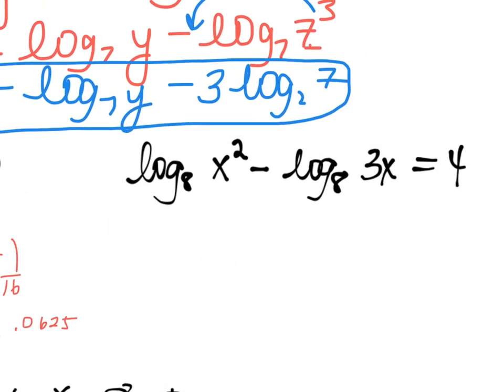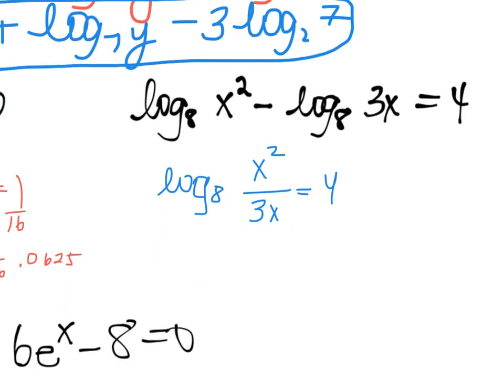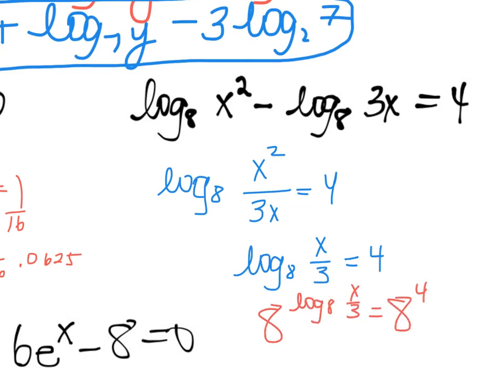All right, what about this one? Same concept. What do we do? You do log 8 and then x squared times 3x. Divided by 3x equals 4. You guys can simplify this. How can we simplify this? Yep. Log 8, what does it become? X over 3 equals 4. Same concept. How do I get log 8 to cancel out? Exponential. So it's 8 log 8 of x over 3 equals 8 to the 4th power.